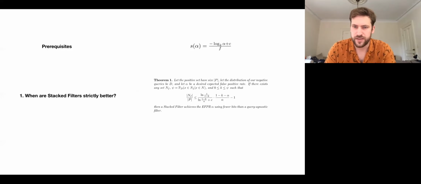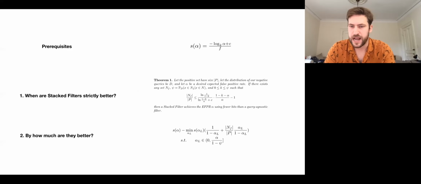The first, we have theories that say when stacked filters are strictly better. So without going into it, this is the theory. And then by how much are they better? Because we have quasi-convex optimization problems, you can actually quickly solve for the best value of alpha and then essentially say how much better are we than a single hash-based filter optimally tuned. And for both of these theories, the main thing to note is they rely only on two values, which is this relationship between NF, your frequently queried negative set, and how often that frequently queried negative set is queried.